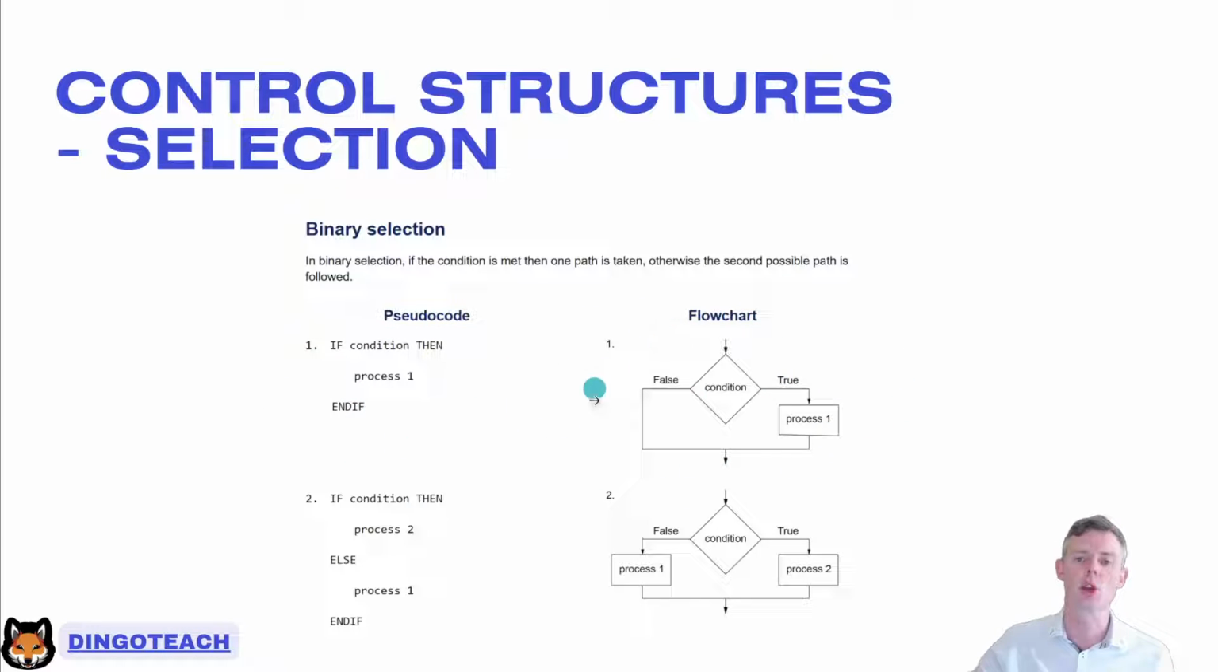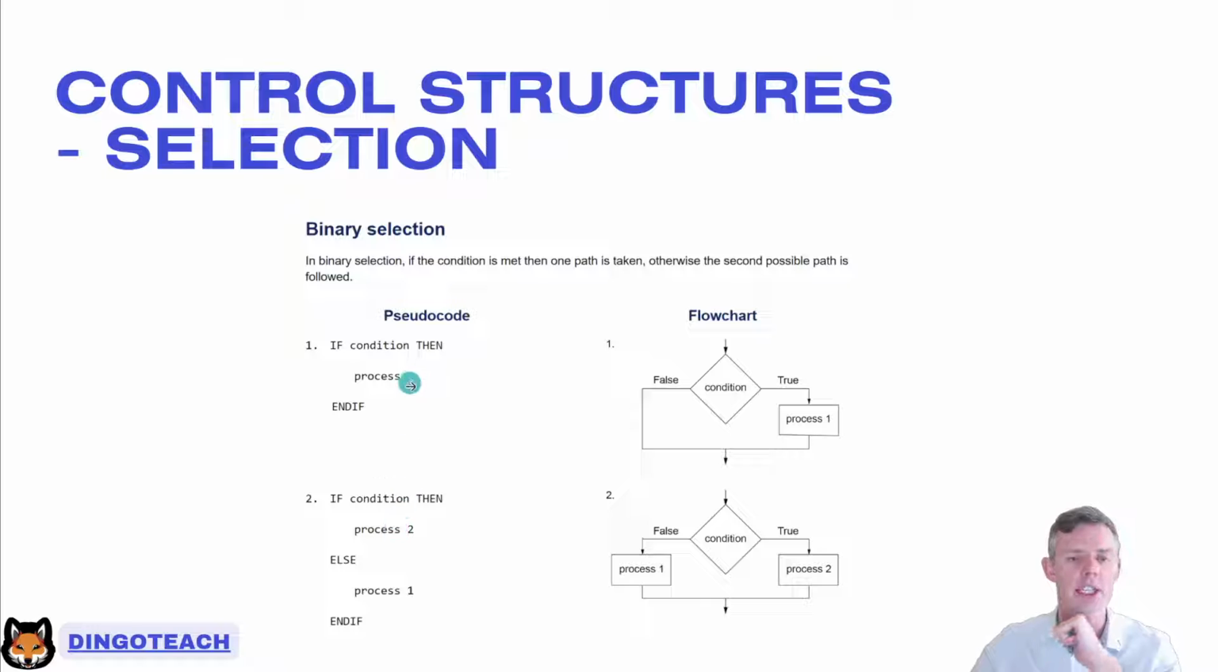Over here, here's the equivalent in a flowchart. We've got the condition, so we lose the if word. We've got a condition in a diamond, which indicates selection. If we follow the true path, then the process happens and we follow it down here. If the false path happens, we just go straight down without any process whatsoever. So these are the exact same for a binary selection.